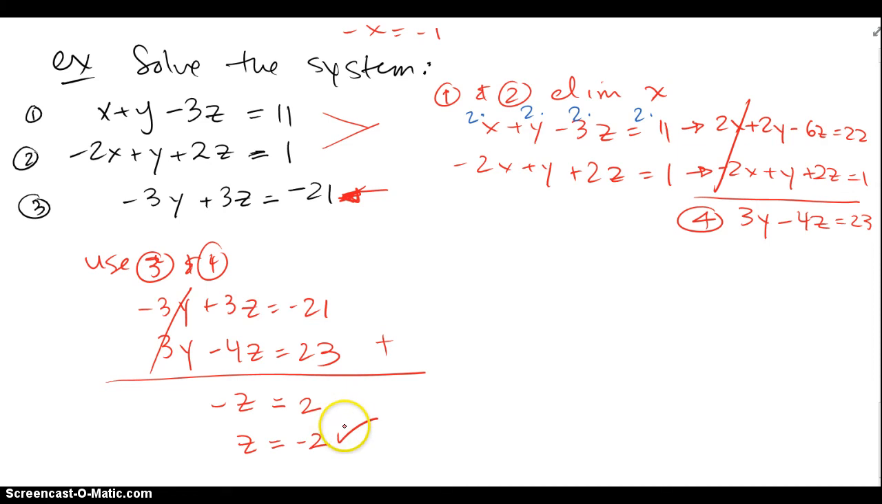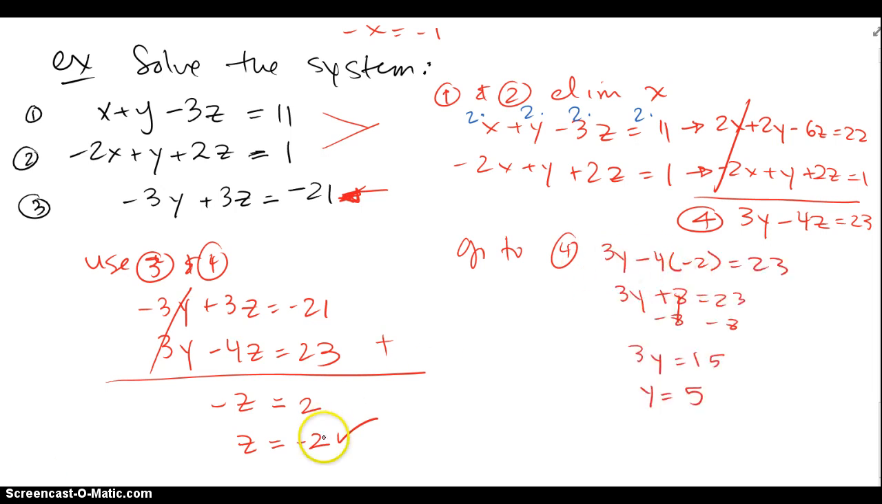Now that I found my z value, I have to go somewhere and find another missing piece. Well, I can either go to 4 because it only has a y and a z, or I can go to 3 because it only has a y and a z. So I'm sort of retracing my steps backwards and not jumping ahead too much. So I'm going to go to 4, I guess, and plug it in. And when I go back to 4 and plug in this z equals negative 2 into here, I solve it, I get y equals 5.